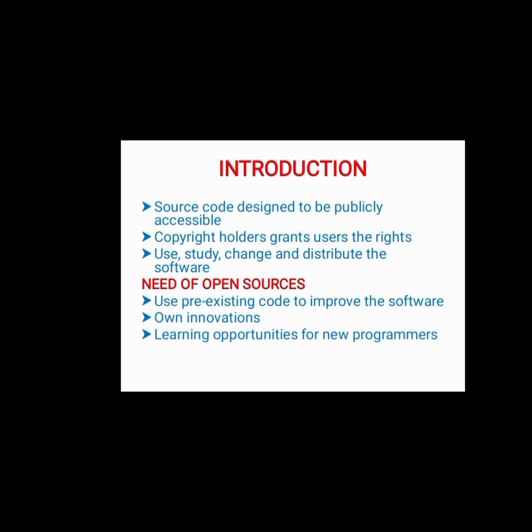First of all, we want to learn what is open source software. Open source software is software and its source code designed to be publicly accessible. That means the software is released under a license in which the copyright holder grants users the rights to use, study, change, and distribute the software and its source code to everyone.